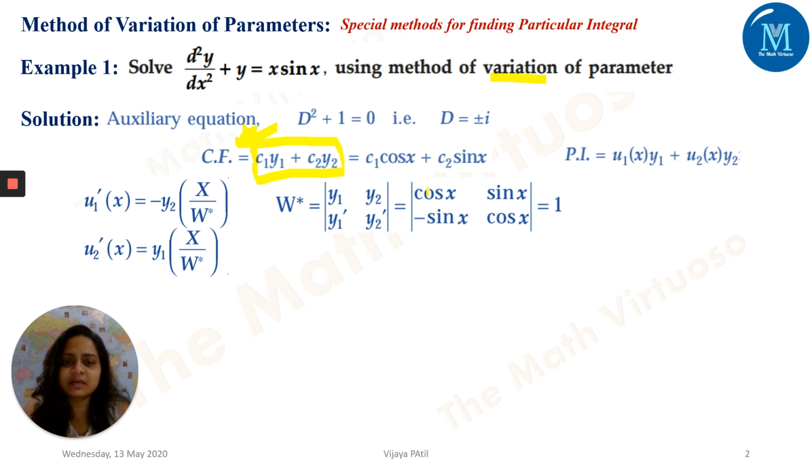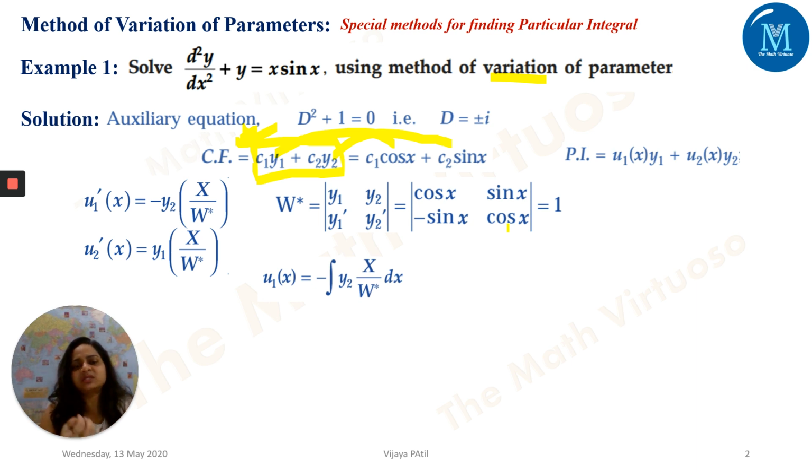In this example, if I observe the CF part, I get y1 as cos x and y2 as sin x. Therefore the Wronskian becomes the determinant of y1, y2, y1 dash, y2 dash, which is cos x, sin x, minus sin x, cos x. With simple multiplication and solving of this determinant, you get 1 as the Wronskian. So for u1, we want u1 from u1 dash, so we just integrate both sides. After integrating, it's minus the integral of y2(x) upon W star dx.